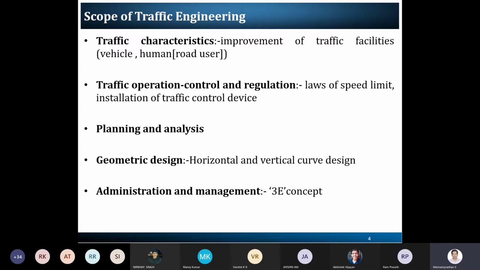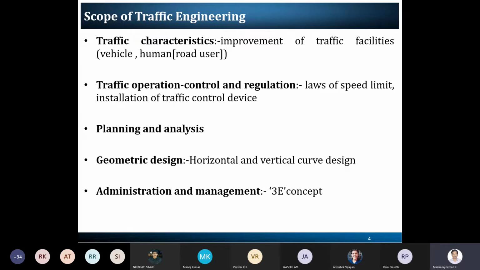Fourth will be geometric design, which we already discussed in your second unit. Then the final one will be administration and management. The previous slide, what we covered, that 3E concept, comes under administration and management. So these are the five major scopes we can say in the field of traffic engineering, where we have a lot of opportunities to explore as an engineer or researcher, how to study, understand, and what solutions we can provide which can fit the Indian mixed traffic conditions.